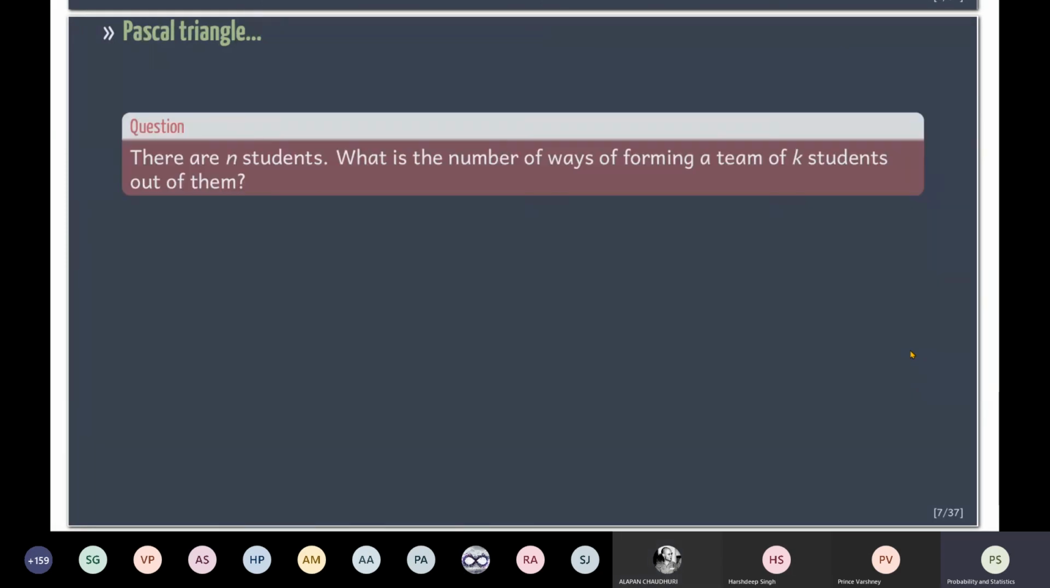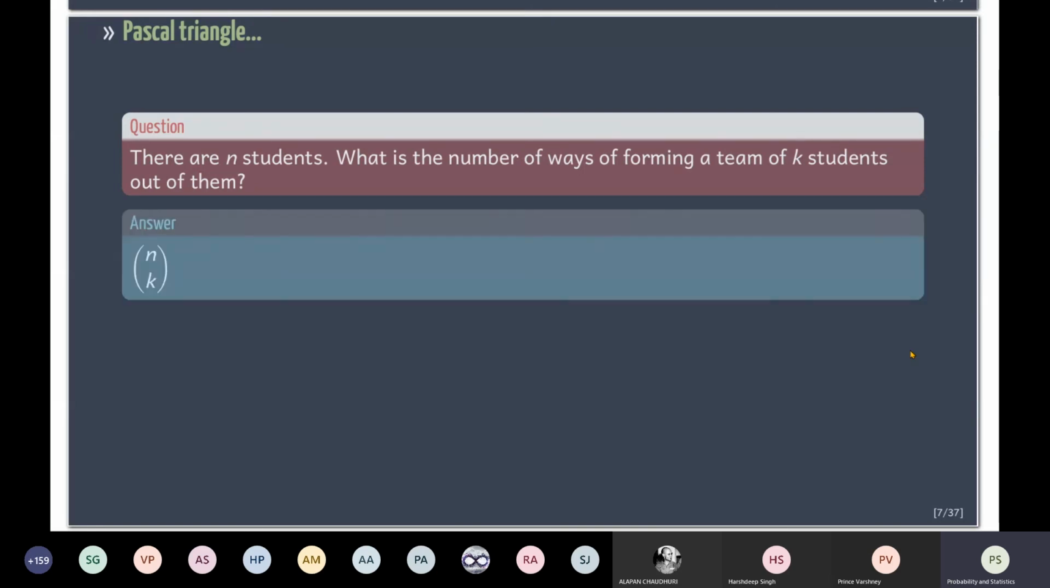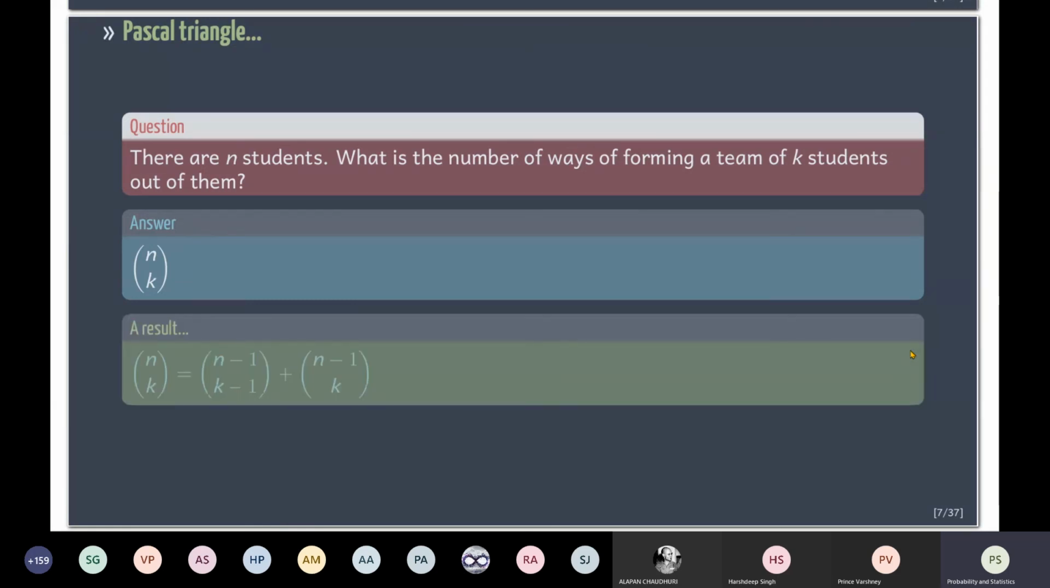And then quickly about Pascal's triangle. There are some examples where Pascal's triangle will be useful, so let me do it rather quickly. The question is: there are n students, and what are the ways of forming k students out of them, n choose k? This is the result that you may know again. So how do you prove this?